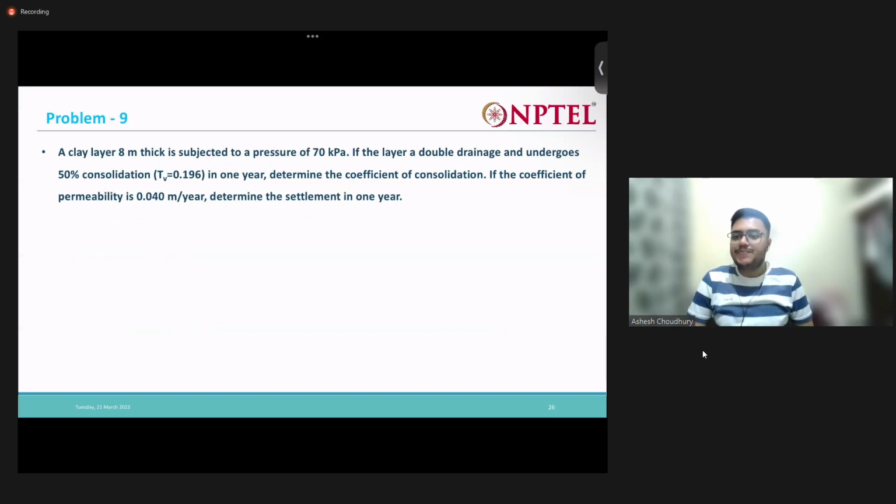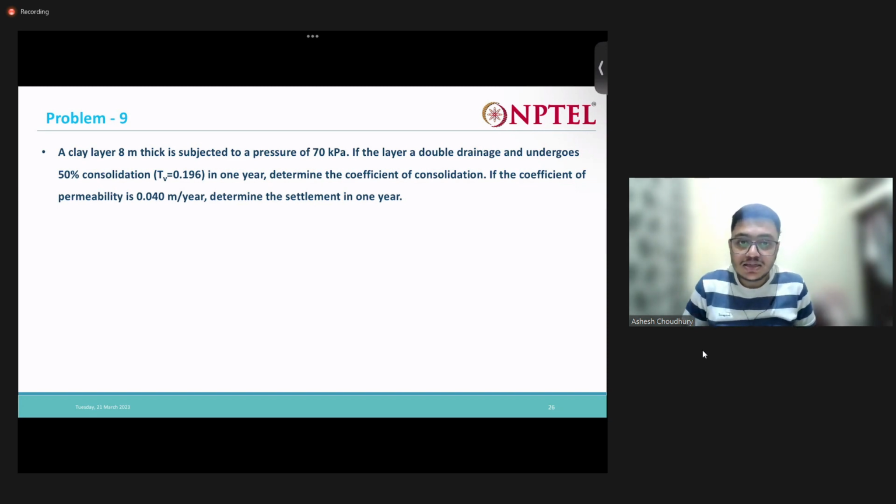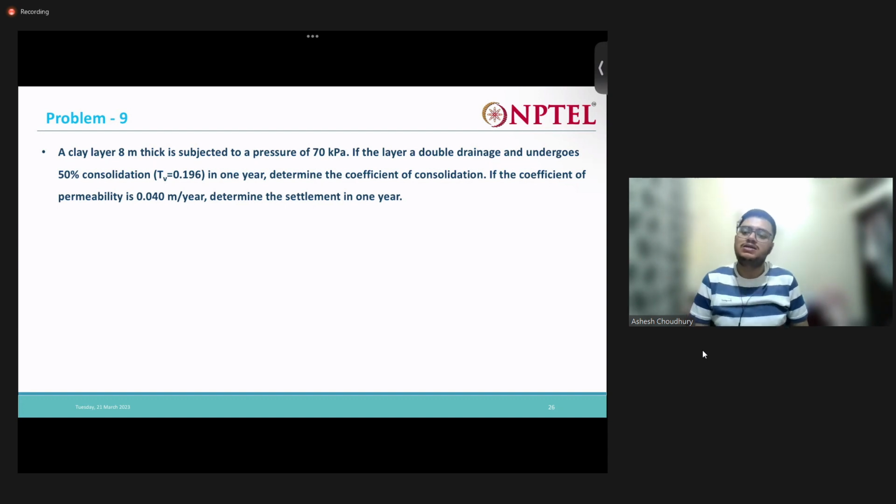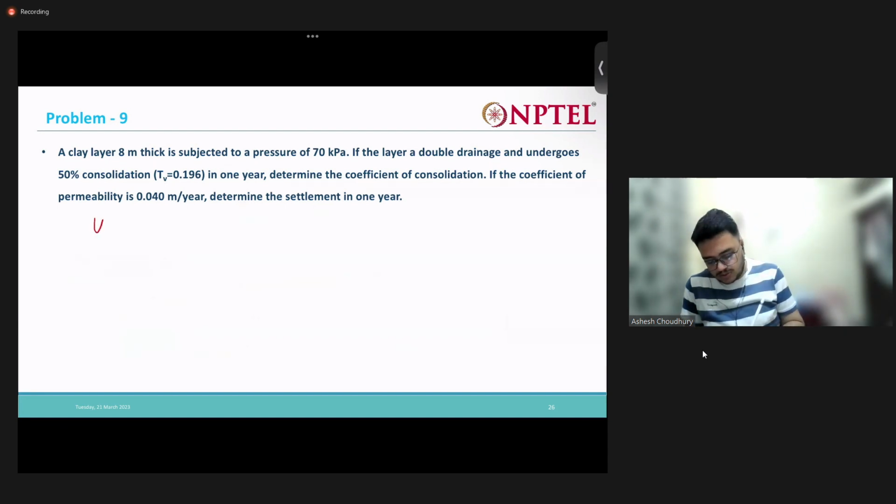Okay, next problem. A clay layer 8 meter thick is subjected to a pressure of 70 kPa. If the layer has double drainage and undergoes 50% consolidation in 1 year. Okay, so the layer there is double drainage and 50% consolidation occurs in 1 year. Okay, so U is equal to 50% in 1 year.